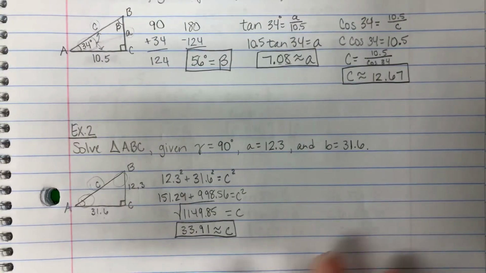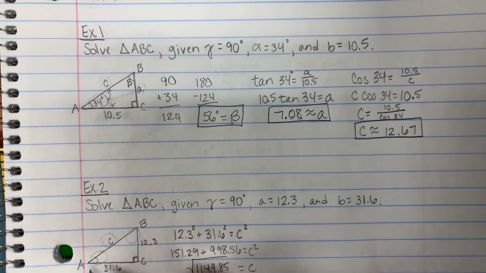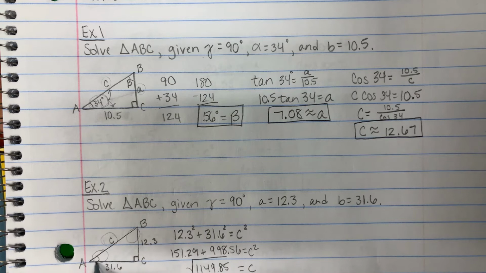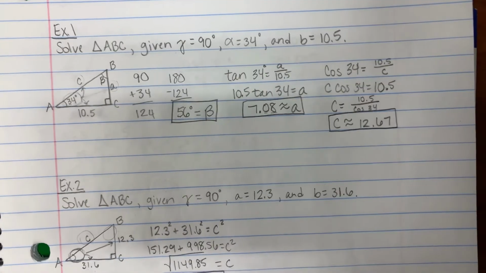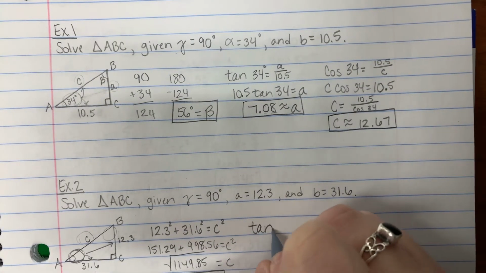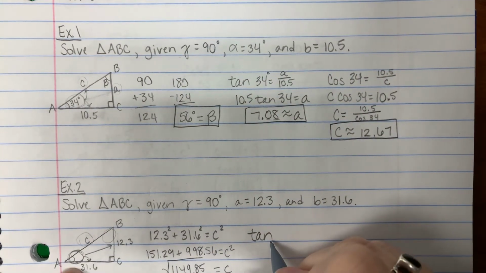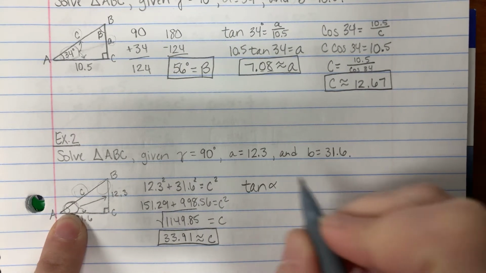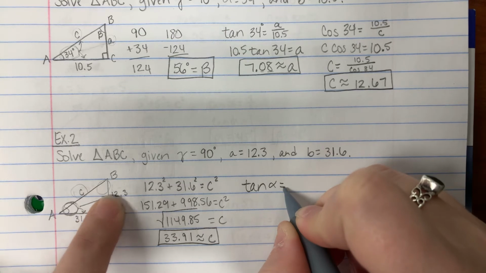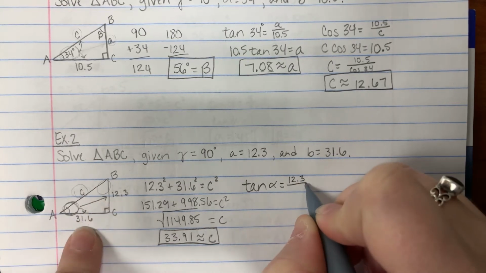And then again, I'm going to start figuring out my angles. So let's say I start with this one right here. I have the opposite and the adjacent sides. So again, I'm going to use tangent because I have opposite and adjacent. So tangent of, I don't know what the angle is, so I'm going to say tangent of my alpha is going to equal my opposite over my adjacent.